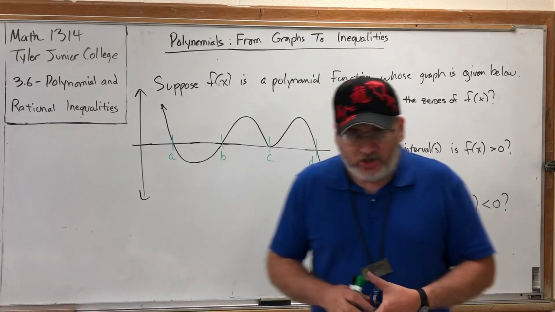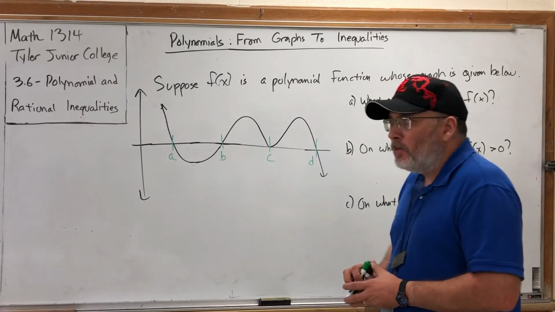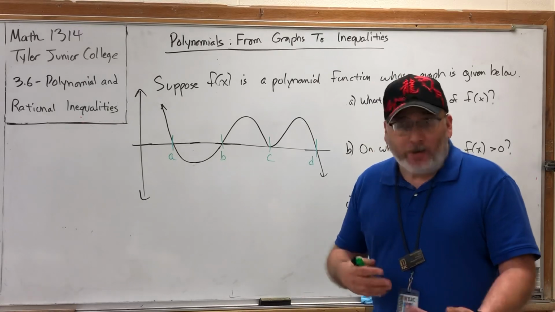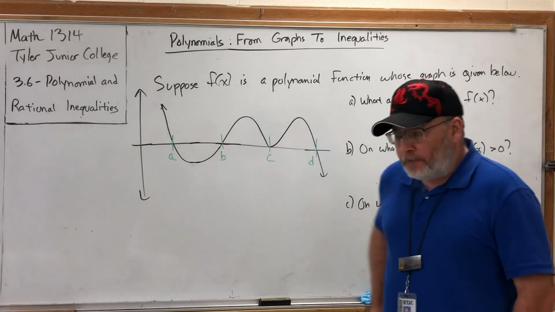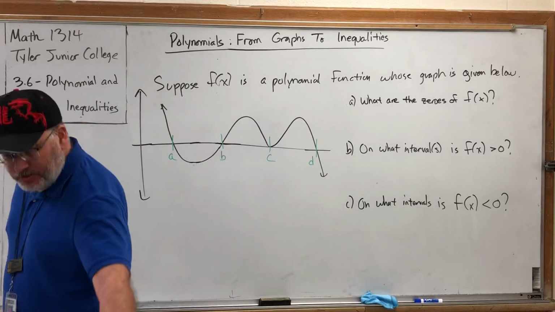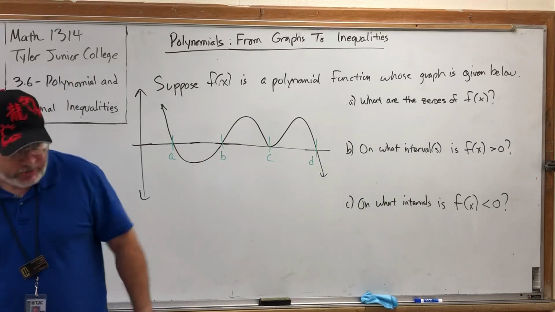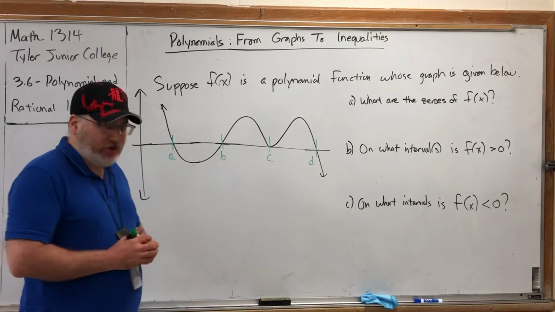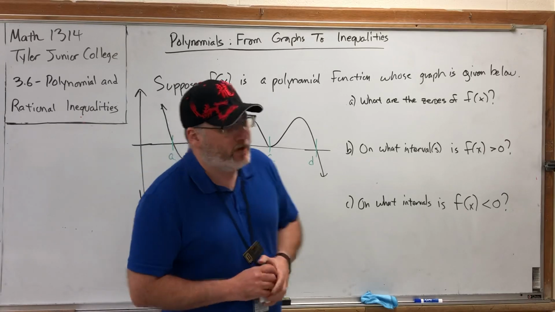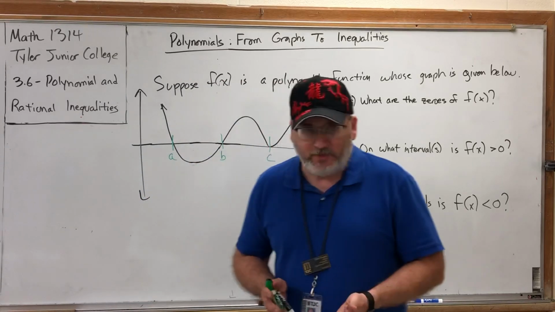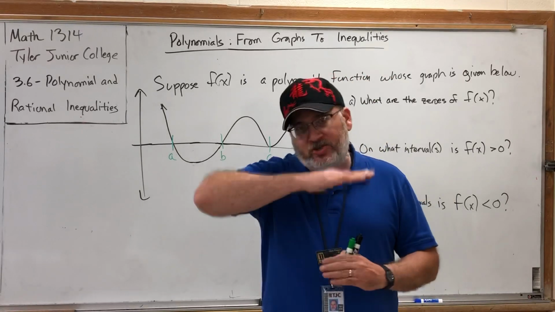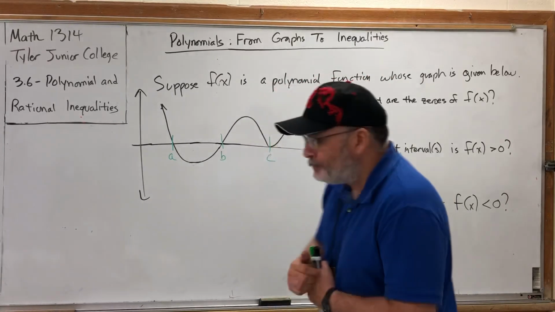In this final section in Chapter 3, we're going to transition from equations and functions to inequalities. So far in this chapter, we have studied polynomial functions, starting with quadratic functions. And we've studied rational functions, functions that were ratios of polynomials, whose graphs frequently have vertical asymptotes, horizontal asymptotes, and under certain conditions, slant asymptotes.